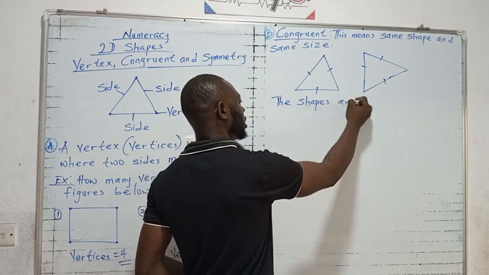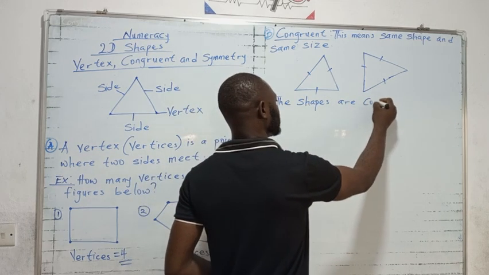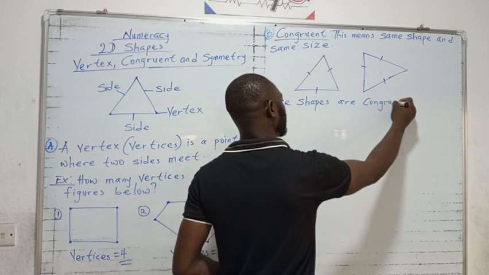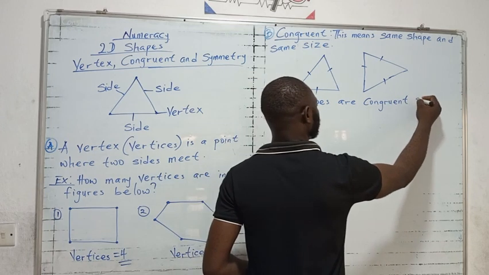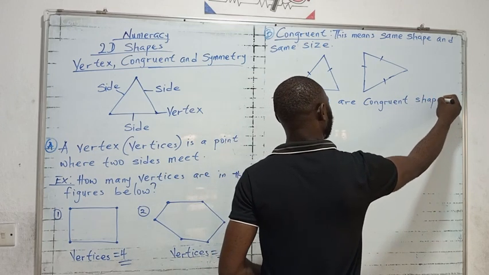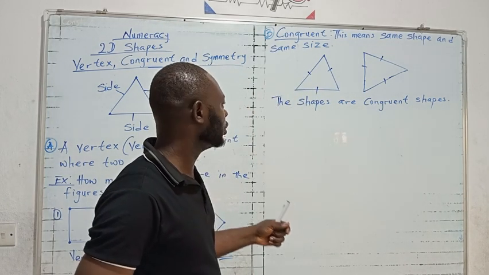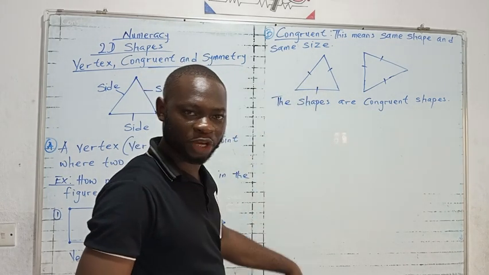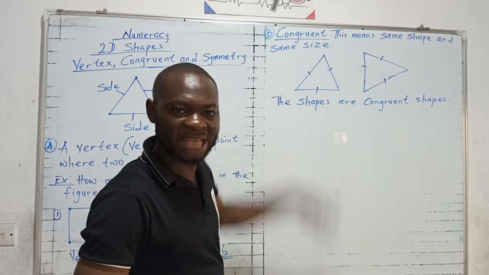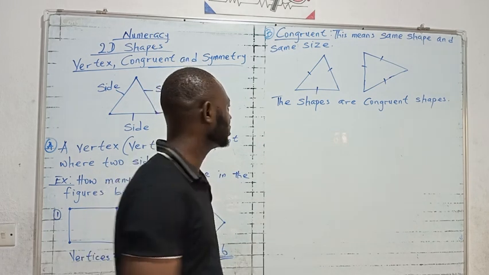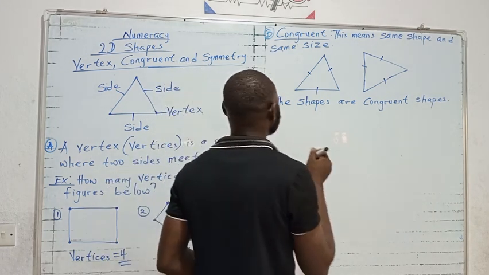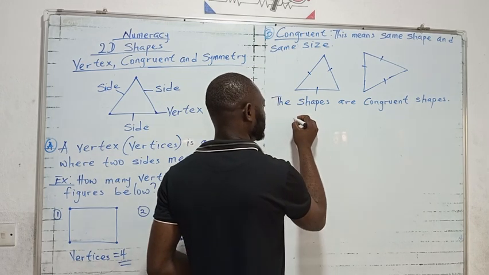The shapes are congruent shapes. Are you seeing it? They are congruent because they are the same shape and they have the same size. Alright? Now, if I have this shape, let's say I have this.